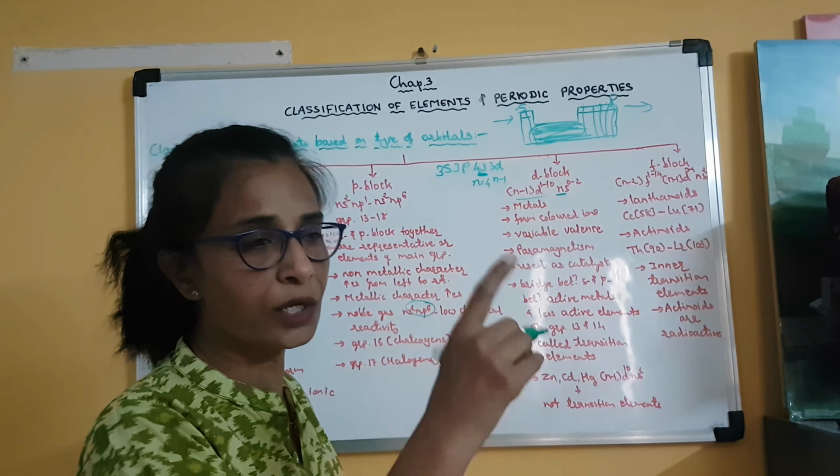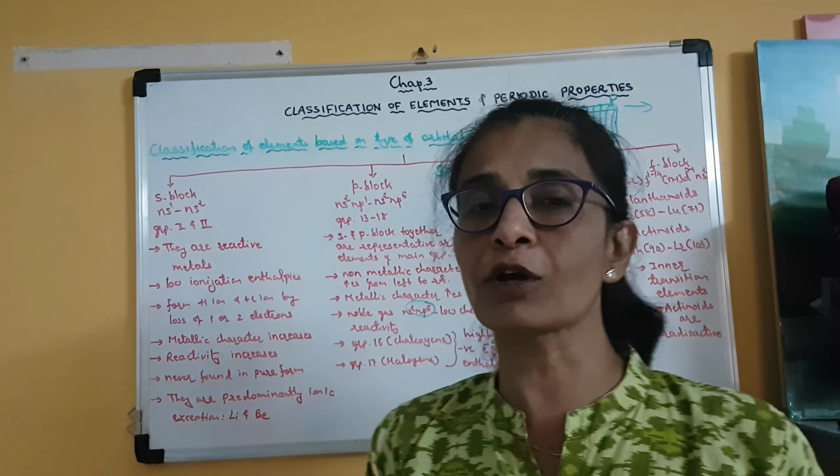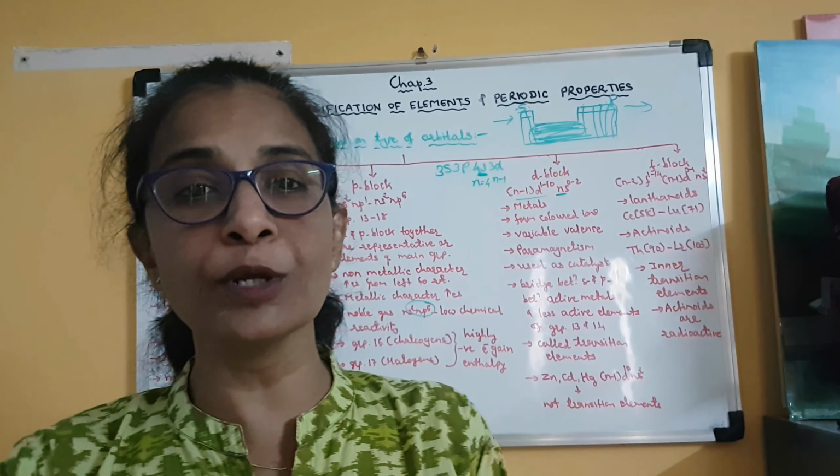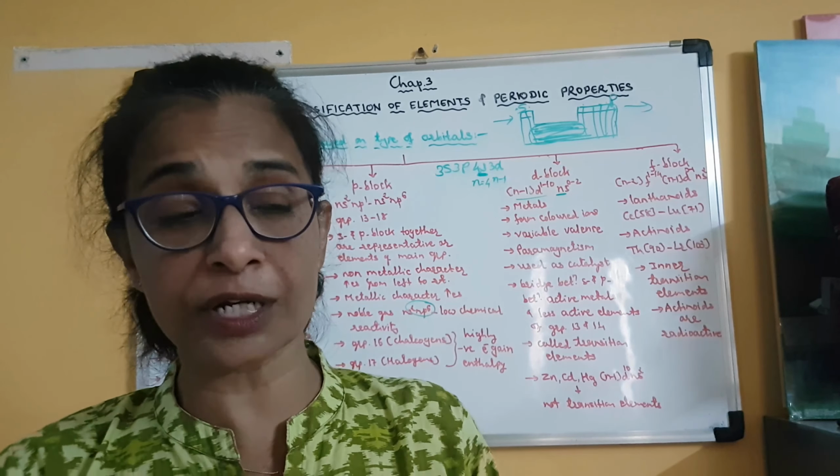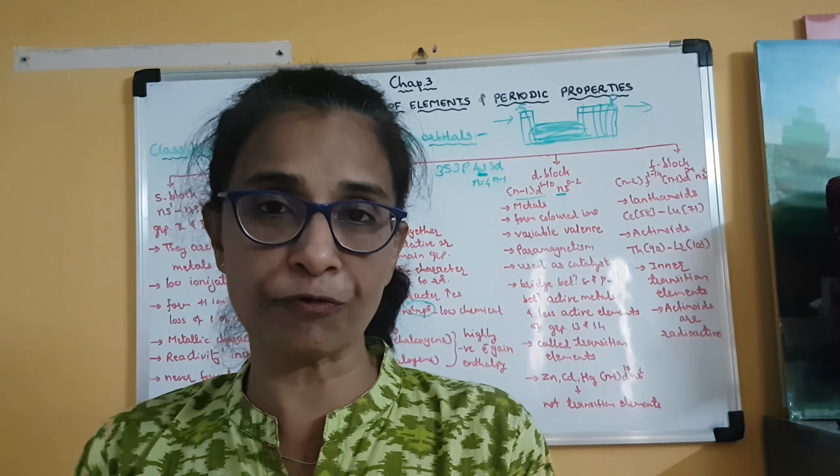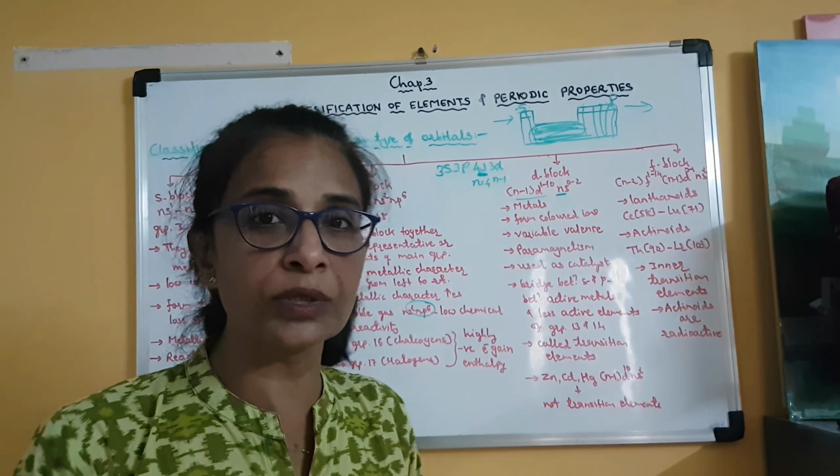For example, copper. Copper belongs to D block. Copper sulfate or copper nitrate is a blue color solution, or a blue color compound. If we talk about iron, then iron sulfate, FeSO4, is a light green color compound. Clear? Iron chloride, FeCl3, ferric chloride, is a reddish brown color compound.